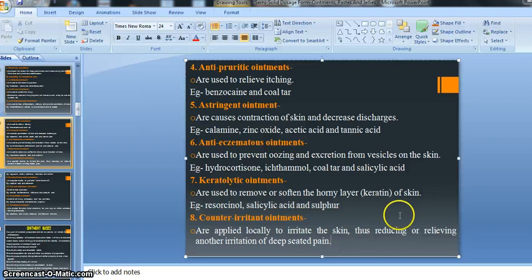So that is the counter irritant. So this is the mechanism by which our counter irritant ointments, or counter irritant drugs, act, as I said. They are applied locally to irritate the skin, which means a counter irritant irritates the skin, and that is why we get relief from our irritation by pain.